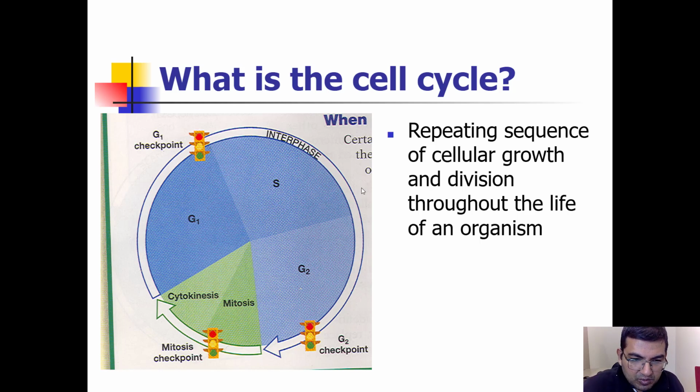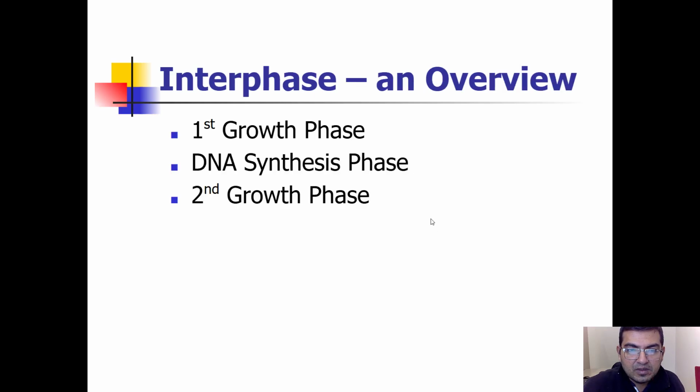These are the checkpoints of cell division. You can see this is the G1 checkpoint, S is the DNA synthesis phase of interphase, then G2, and this is the mitosis checkpoint, then mitosis and cytokinesis. The first growth phase, the second DNA synthesis phase of interphase, and the second growth phase.